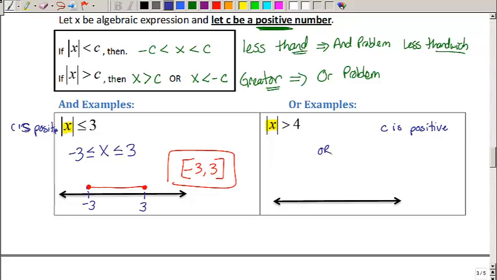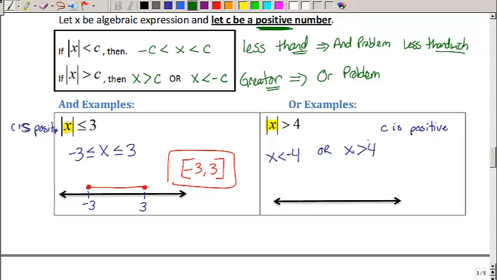I know this is an OR problem. I have x is greater than 4. Notice that that's exactly the same equation. I just took off the bars, and that's one of the equations. The other equation, I'm going to change two things. I'm going to change my inequality symbol, and I'm going to change the sign of 4. That's one way it helps me remember.